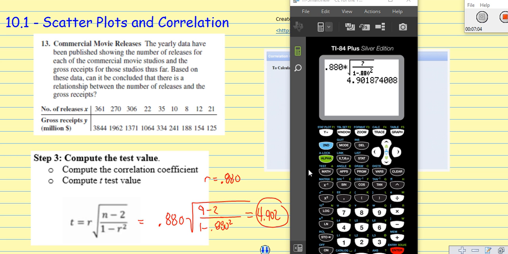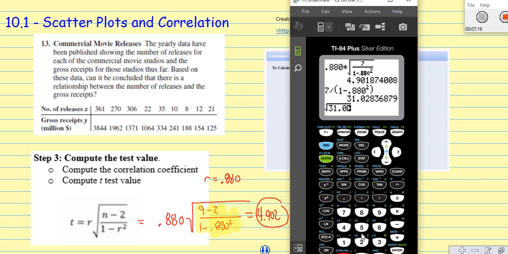Okay, so let's say you don't have the graphing calculator, and you need to know how to plug this into a regular calculator. My suggestion is you take care of what's inside the radical first. So 9 minus 2 is 7, we can do it in our head, divided by open parentheses, 1 minus 0.880 quantity squared, close the parentheses. That number right there is what's inside the radical. If you can, go ahead and say second square root and type that whole number in there.